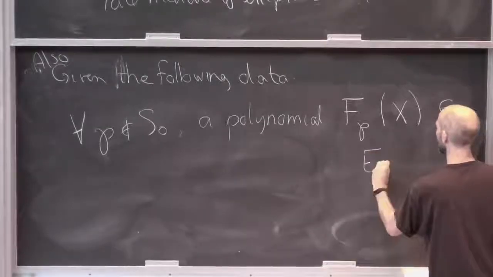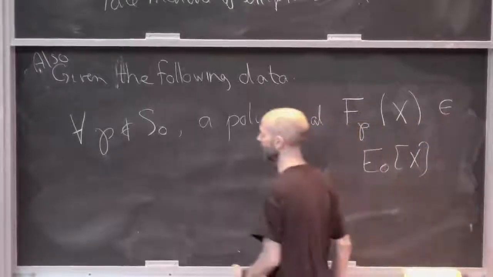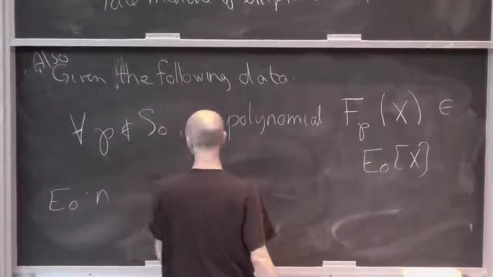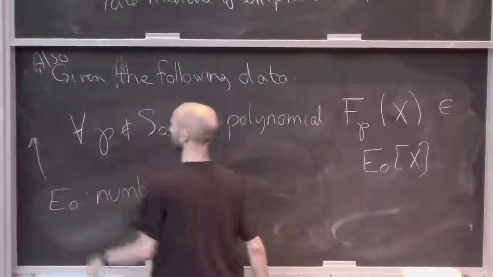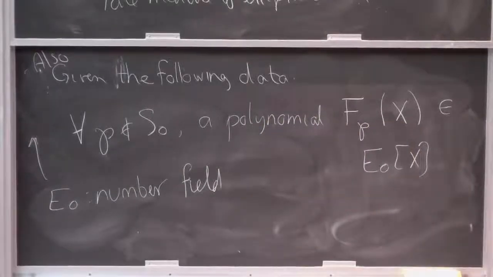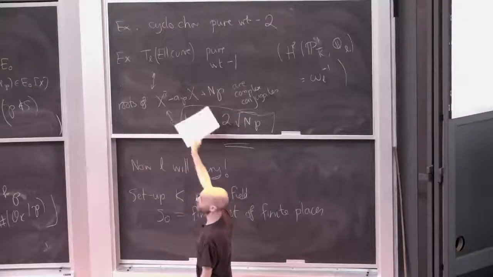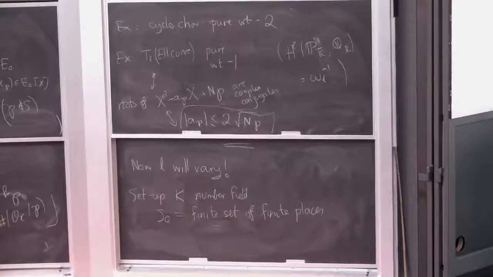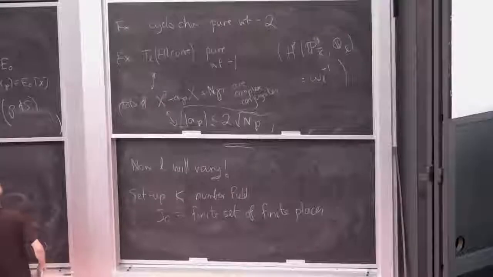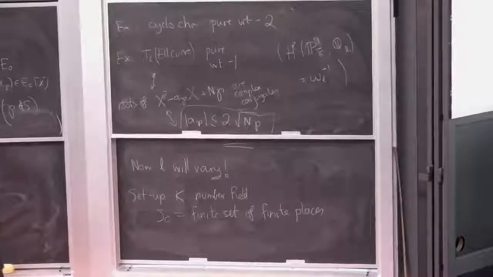This is going to have to live in E0 of X, right? Where E0 is a number field, which should have been mentioned beforehand. So E0 is some fixed number field. Let's just pretend I said that already. And now for all primes P not in S0, I've got some polynomial. I've probably got an example of one somewhere. Yeah, there's a great example, right? P is a prime of good reduction. E0 is going to be the rational numbers, and there's a polynomial. Another great example would be FP of X could just be X minus the norm of P, or X minus P if you're pretending that E0 is Q, that K is Q.